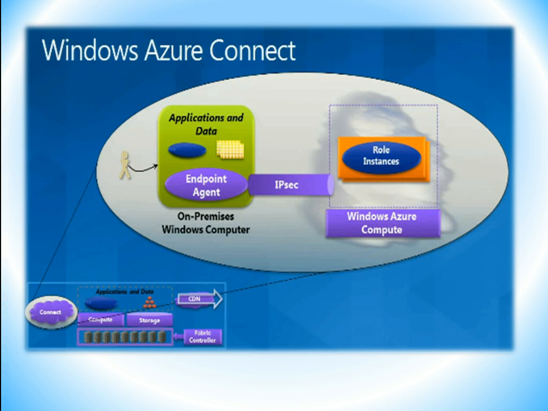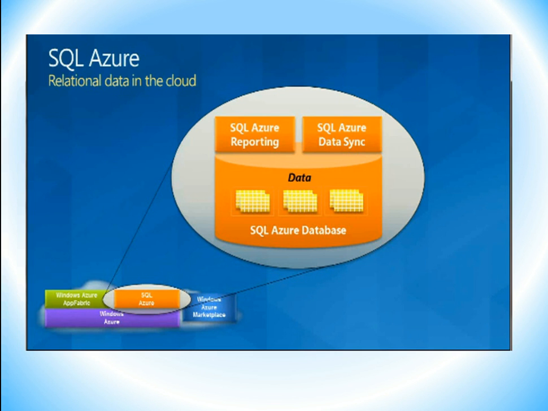So basically, the endpoint agent is not doing much besides giving an IP and making the communication across the Windows Azure compute much easier. They end up using IPsec as a protocol. So I think this is understandable. Moving on to the next slide, we move on to SQL Azure.